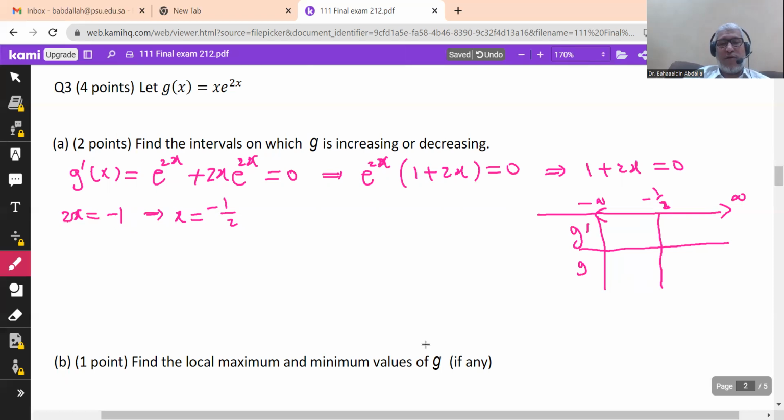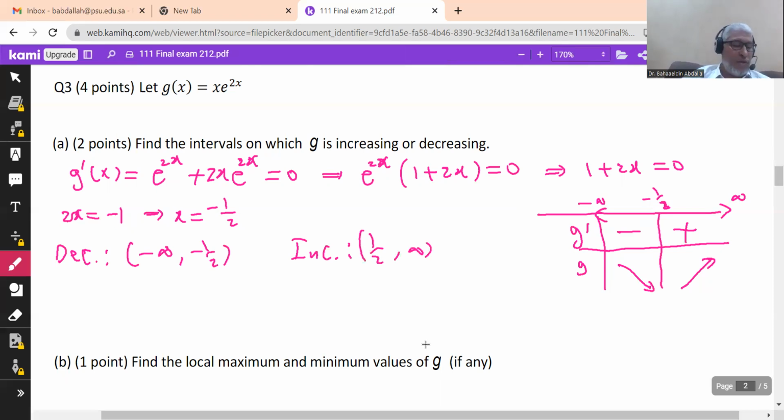If you put 0 here, you find e to the power 0, which is 1, so it's positive. If you choose a number less than negative half, negative 10 for example, this would be negative plus a very small positive number, so you will have a negative number. So here the function is decreasing, and here the function is increasing. So decreasing on the interval from negative infinity to negative half, and increasing from negative half to infinity. So this is the answer of this part.